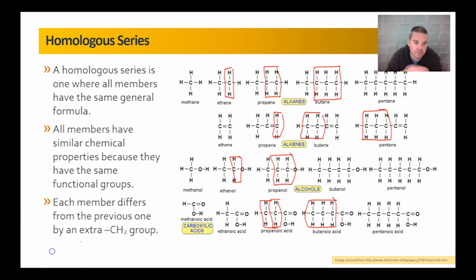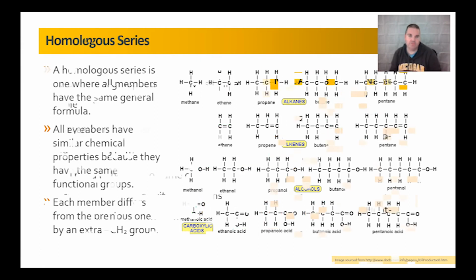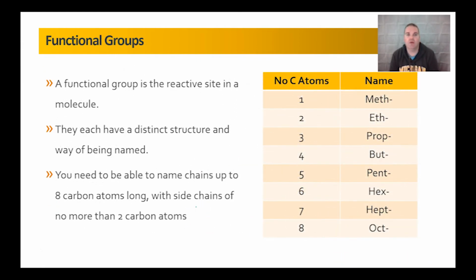What's common amongst a homologous group is the functional group here. So you see all of these alkenes have a double bond in them. All the alcohols have an OH group here, and these are the reactive sites. The carboxylic acids here have a carboxylic acid group, and those are the things that react and give them the same chemical reactivity. They just increase it by a CH2 each time. Now those functional groups that I've mentioned are what's called a reactive site in a molecule.